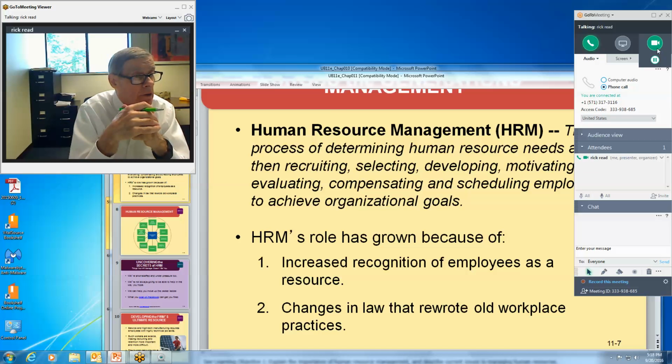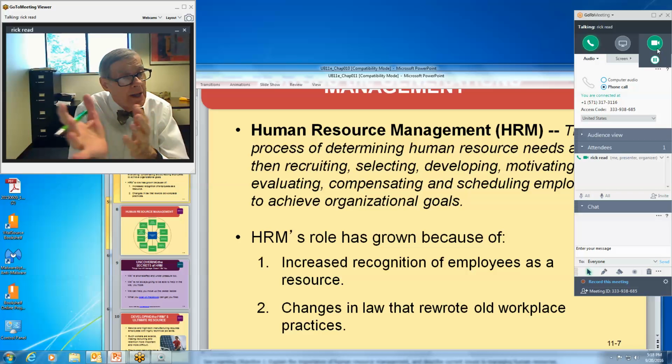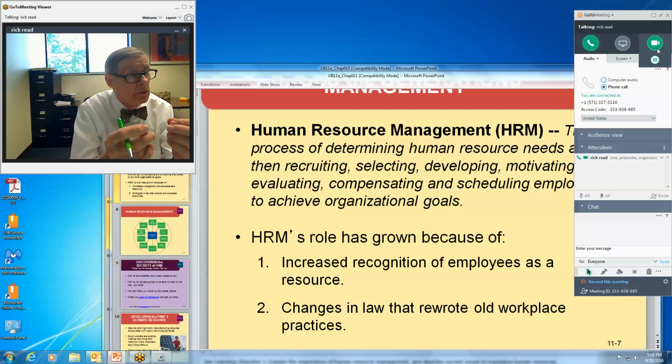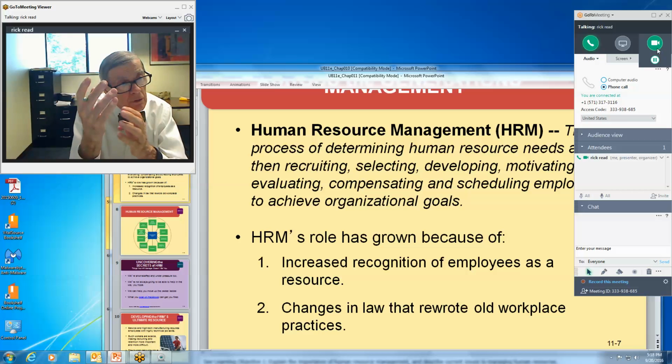It used to be years ago that human resource management was actually record keeping and having employees fill out forms and taking care of insurance claims and things of that nature. That's all changed today because someone has finally discovered that the most important resource an organization has is its employees. Yes, they're the most expensive, but they're also the most important.